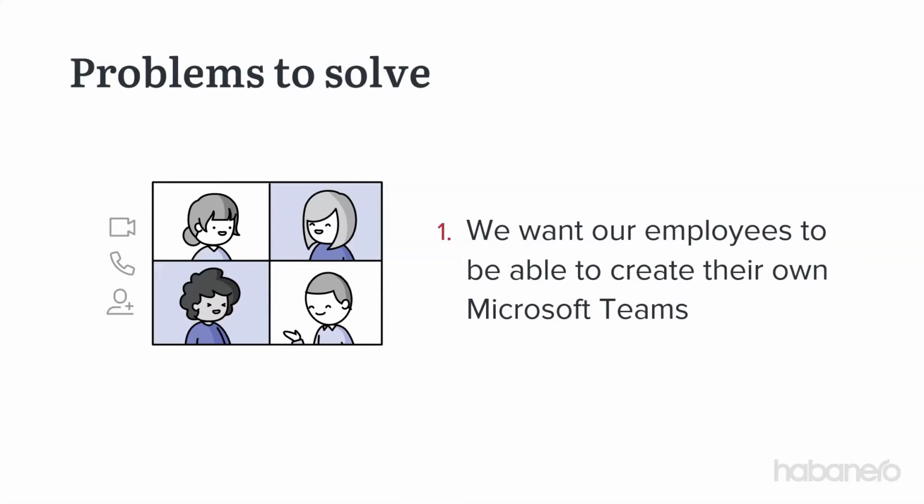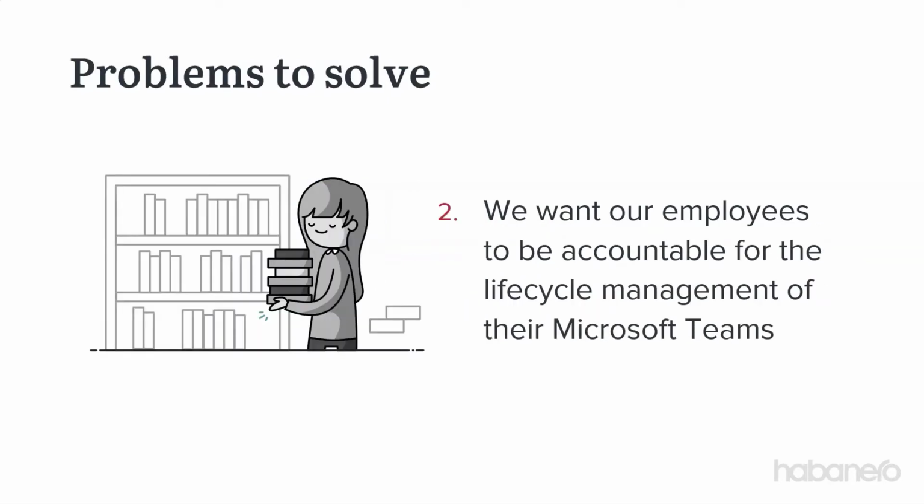Which brings us to problem 2. We want our employees to be accountable for disposing of their teams when they are done. Make no mistake, this is where organizations win or lose the war with sprawl. It's kind of like when we were kids. Our parents would give us toys to play with, but they expected us to clean up after ourselves. Sometimes we would, sometimes we wouldn't. It's the same with teams. We want to let our employees create, collaborate, get their job done, but we want to make them accountable to clean up after themselves once they are finished.